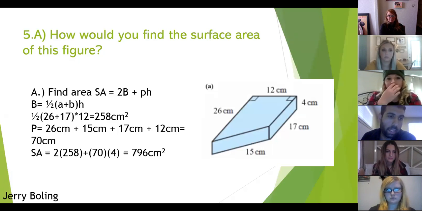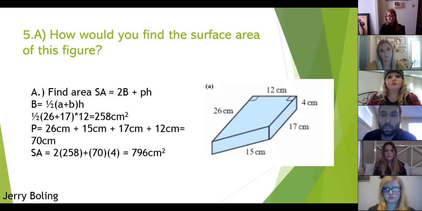And then you get the P, you take 26 centimeters plus 15 centimeters plus 17 centimeters plus 12 centimeters, you get 70 centimeters. And then you finally fill in all those answers into the equation, which is surface area equals 2 times 258 centimeters plus 70 centimeters times 4 centimeters for the height, which equals 796 centimeters squared.